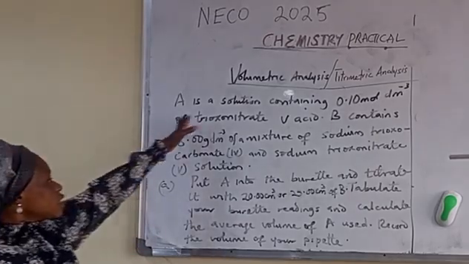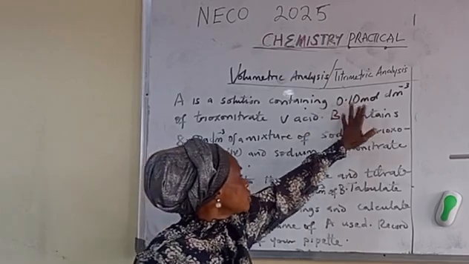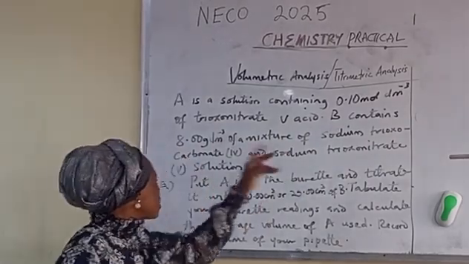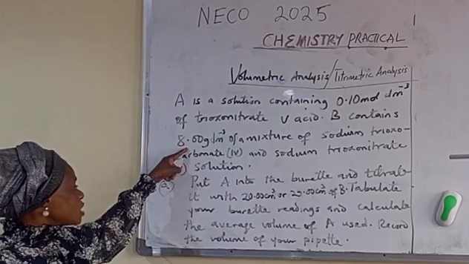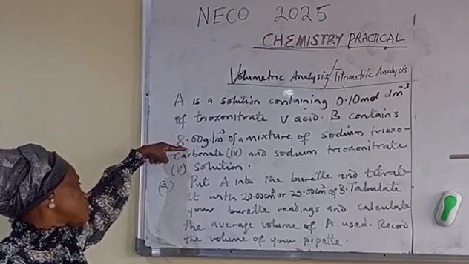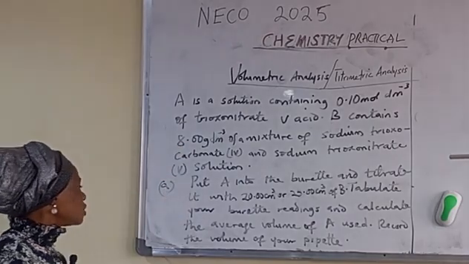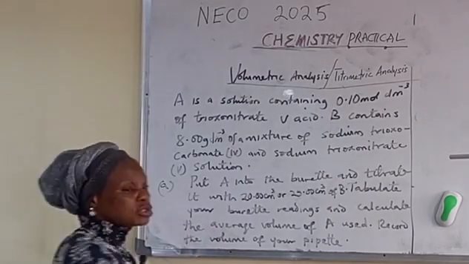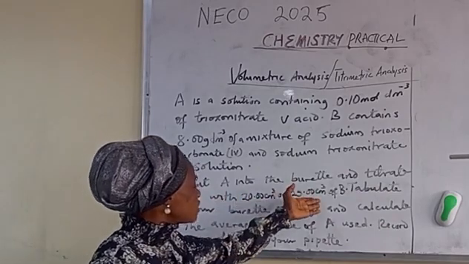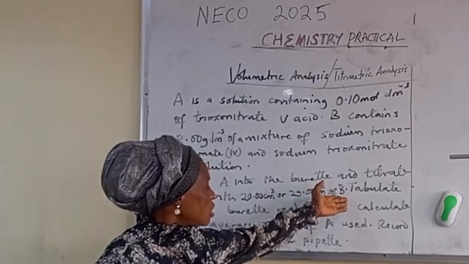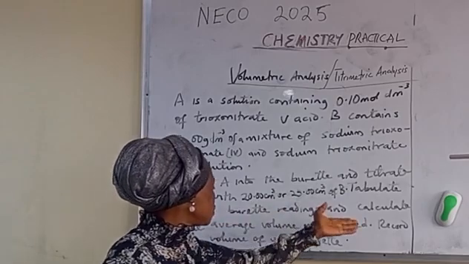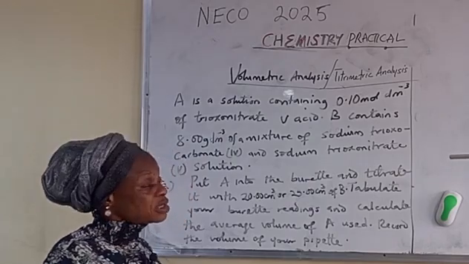A is a solution containing 0.10 mole per dm cube of trioxonitrate(V) acid. B contains 8.00 gram per dm cube of a mixture of sodium trioxocarbonate(IV) and sodium trioxonitrate(V) solution. As usual, you put your A into the burette and titrate it with 20 cm cube or 25 cm cube portion of B. Tabulate your burette readings and calculate the average volume of A used. Record the volume of your pipette.